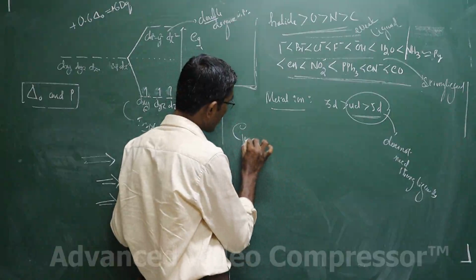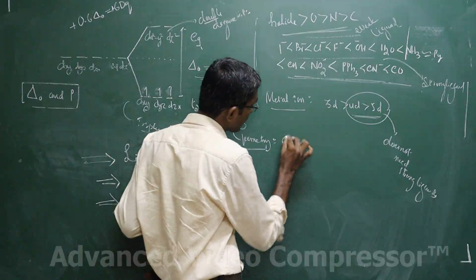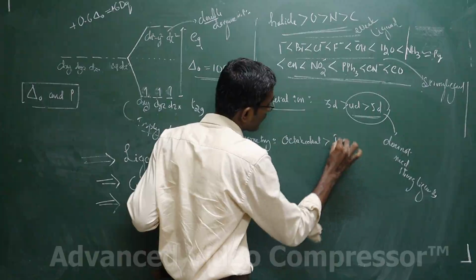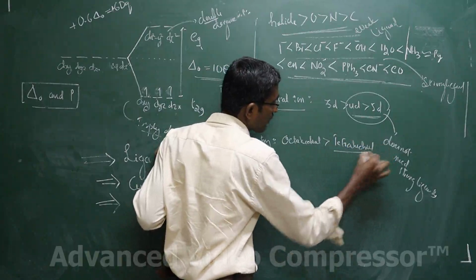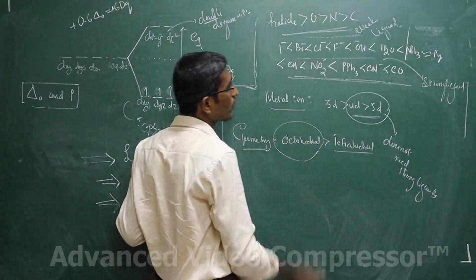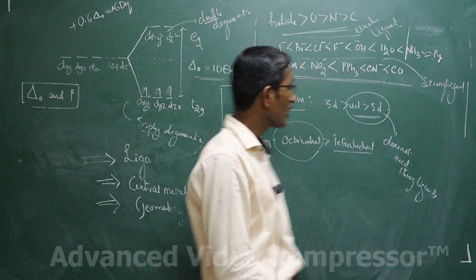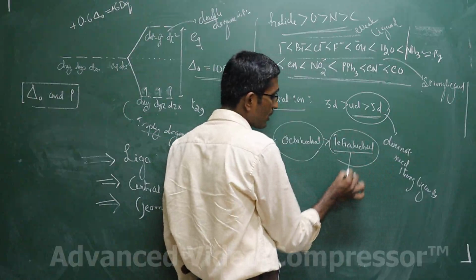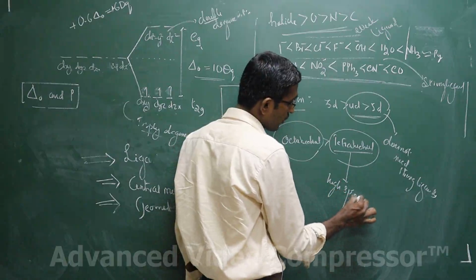Next one is geometry. I am talking about geometry. Octahedral is greater than the tetrahedral. That means it matters for octahedral complexes only, whether you are having a weak ligand or a strong ligand. But for the tetrahedral complex, whether it is strong or weak, most of the time it will give you a high spin complex. Because, why?